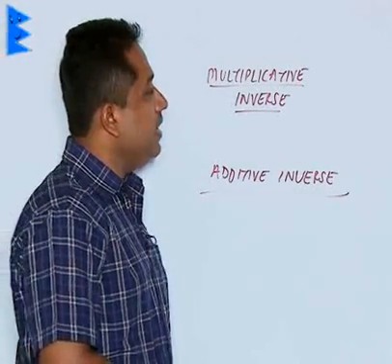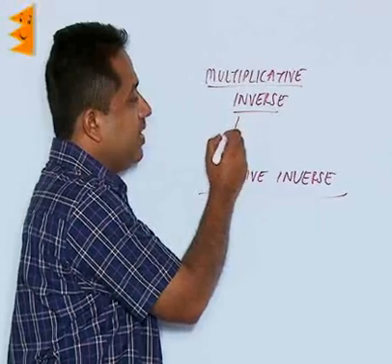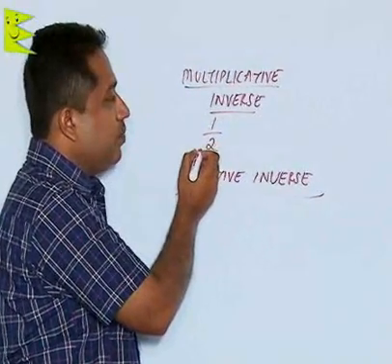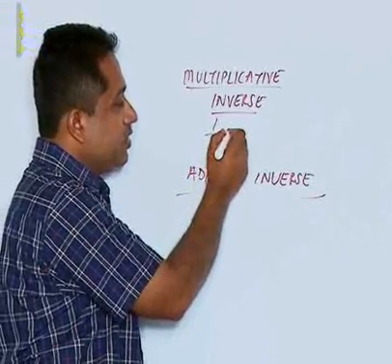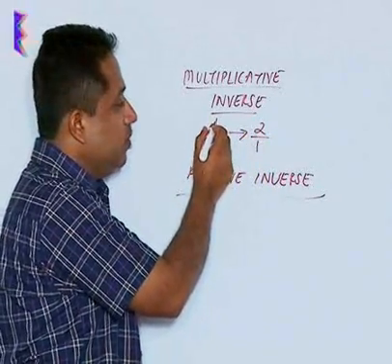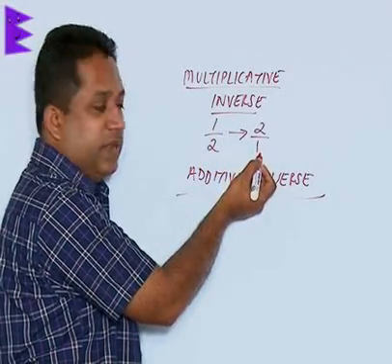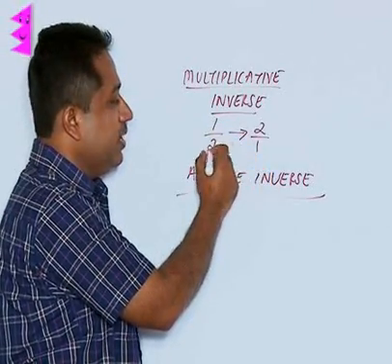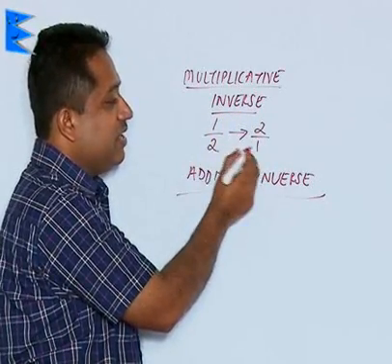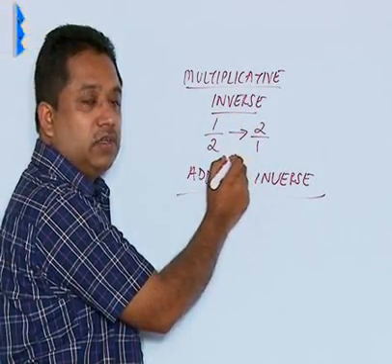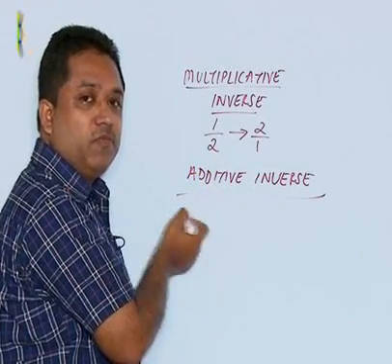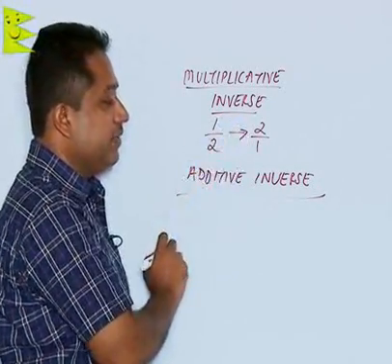Now the meaning of multiplicative inverse is to take the reciprocal of a given number. If you are given a number 1 by 2, the multiplicative inverse of 1 by 2 will become 2 by 1. It simply means that the numerator of the question becomes the denominator in the answer, and the denominator becomes the numerator. So multiplicative inverse is the same as taking the reciprocal of a number. Let's say 3 by 4. The reciprocal of that will become 4 by 3. That is the multiplicative inverse.